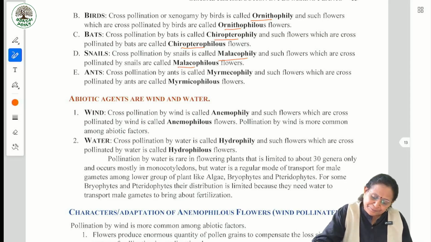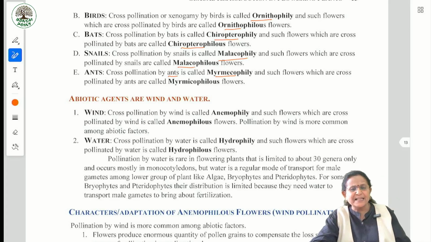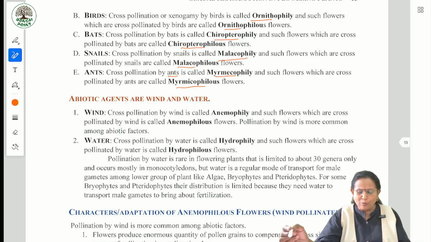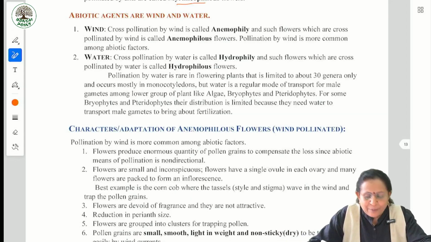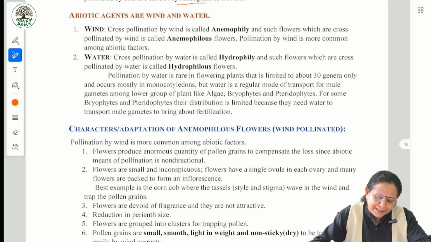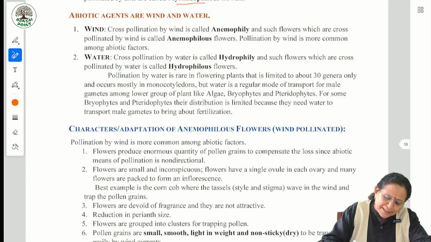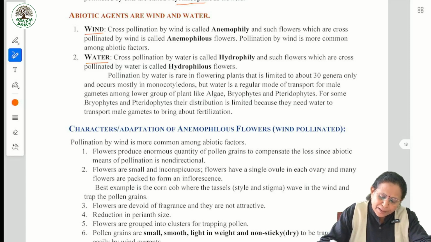Cross-pollination by ants is said to be myrmecophily. Such flowers which are cross-pollinated by ants are called myrmecophilous. Okay. Let me pass on to another topic, that is abiotic agents, wind and water. Let us see how they help. So, two agents are wind and water.